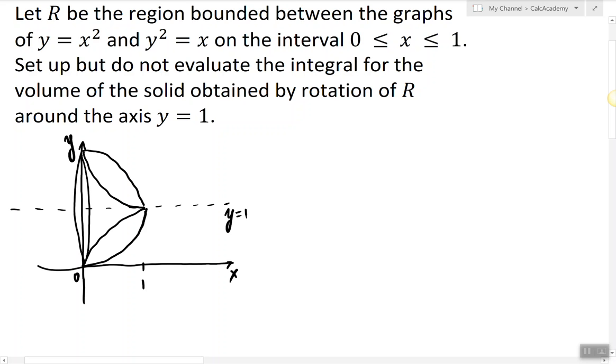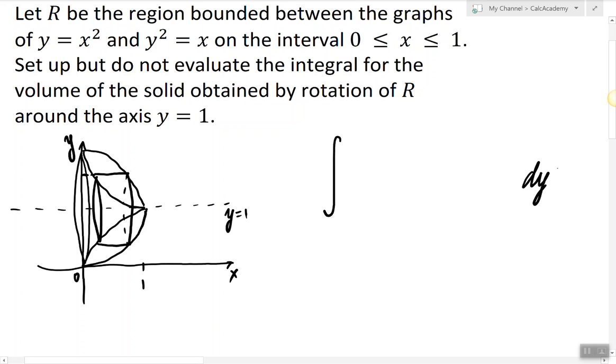Now, if we're going to use the shell method, we have to figure out with respect to which variable we're going to integrate. And that depends on what the shells are defined by. So if we were to break this solid into shells, the shells clearly have to be horizontal like this. And that means that we will be integrating with respect to the y variable.